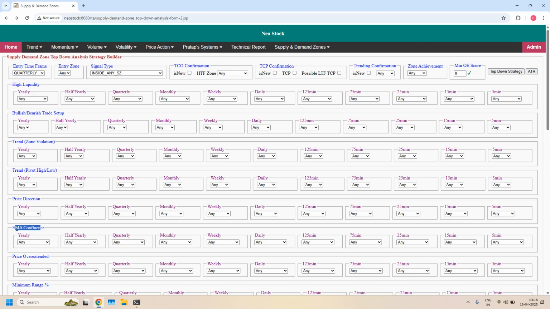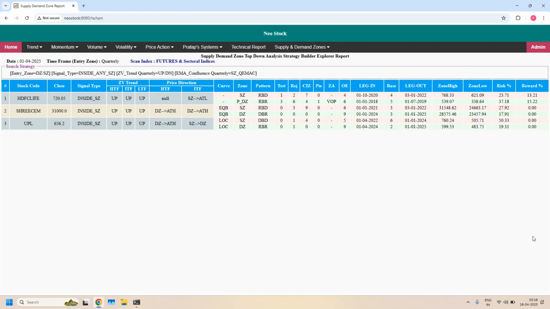So in the EMA confluence at quarterly time frame, I'm selecting quarterly supply zone having quarterly EMA confluence. At the same time, the trend on the quarterly should not be sideways. It can be up or down. So now 3 stocks are filtered. So this is about quarterly time frame.